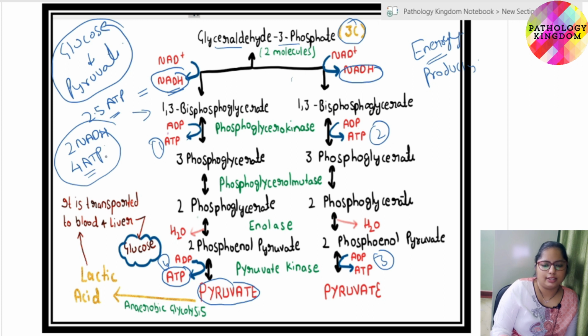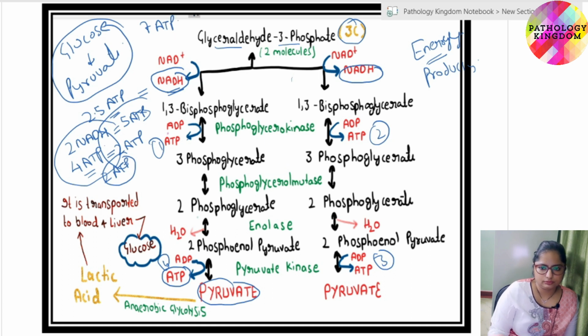So 4 ATP, then we will subtract the 2 ATPs as these are consumed during the first phase. So we get 2 ATPs and here 5 ATP. So net gain of energy is 7 ATP.